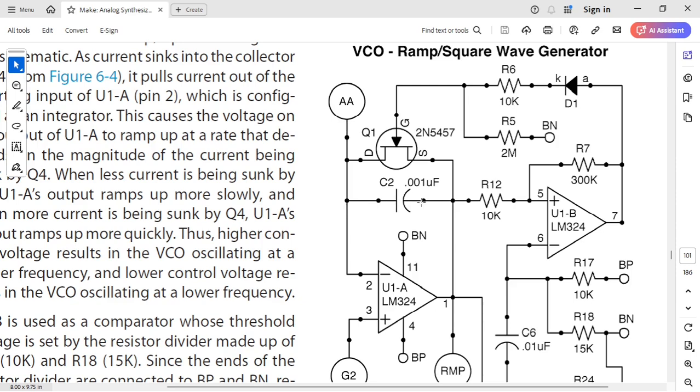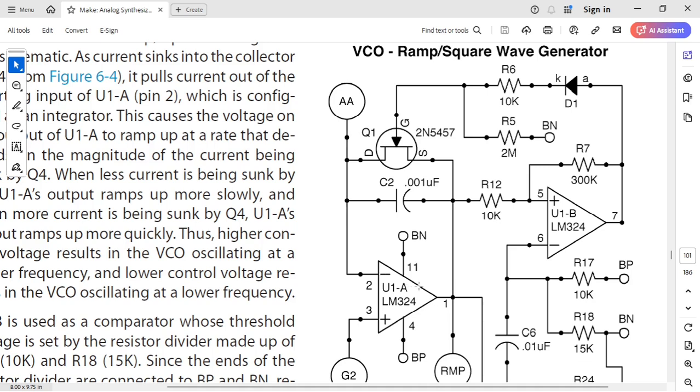So you have a capacitor in the feedback loop, but you also have this JFET in the feedback loop. So we have to look into when this thing is switched on and when it is switched off. Let's assume for now that it is switched off. That means it's not actually part of the feedback loop. So you have the current coming into the inverting input.